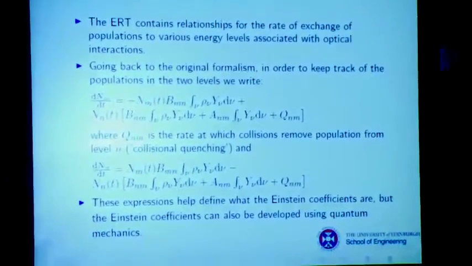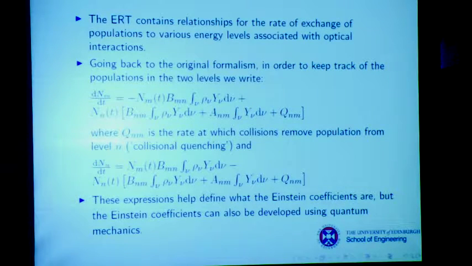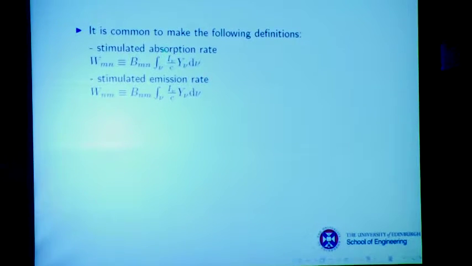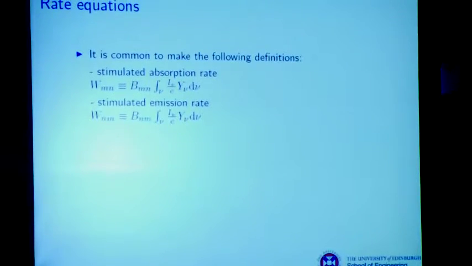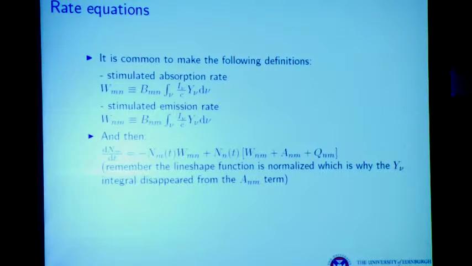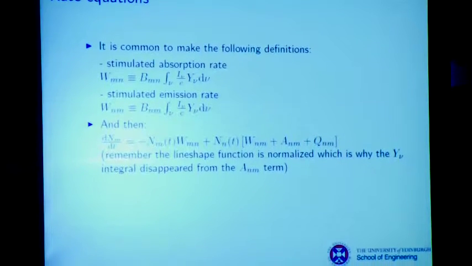Those expressions help define the Einstein coefficients, but you can actually calculate those several different ways using quantum mechanics now. Quantum mechanics also is not inconsistent with these other expressions. So we can make the following definitions. There's a stimulated absorption rate, which is WMN. Just these terms put together. There's the irradiance that is driving the absorption. Here's the stimulated emission rate. So then we can just write it this way. So there's emission and absorption written in there.